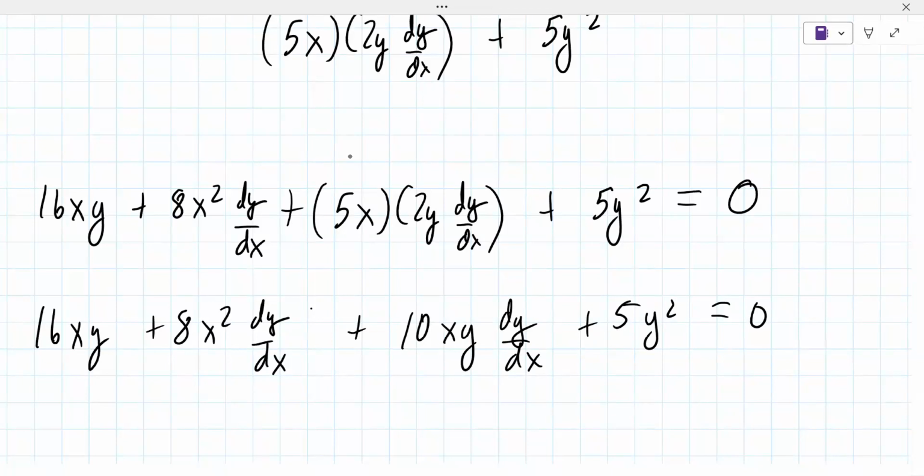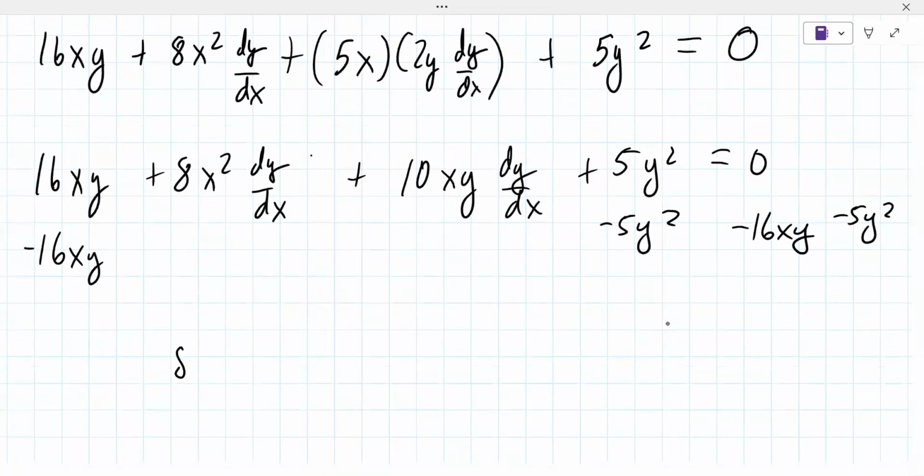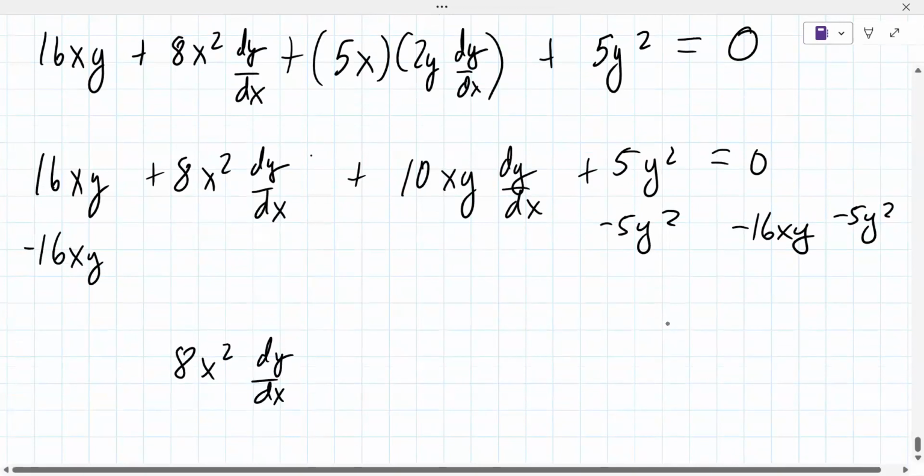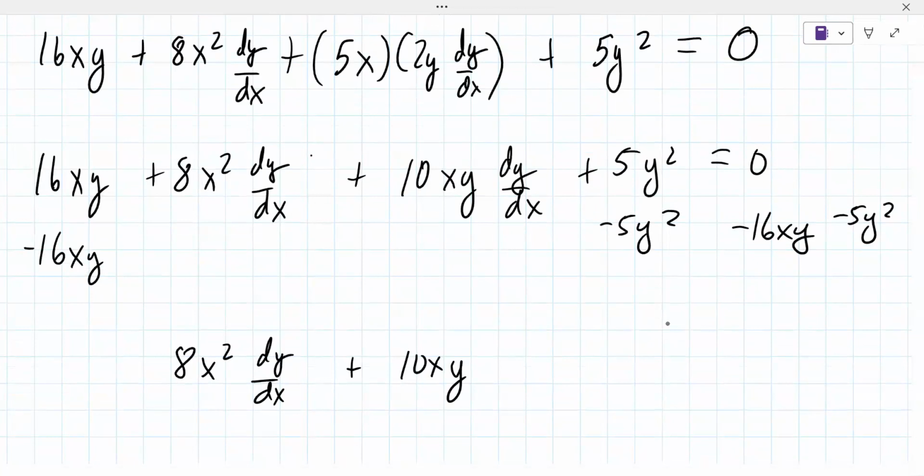Okay, is that okay? You're adding them together. We've got more to do. Any questions I want to put up here? Okay. Now you move any non-dy/dx terms. Anything that doesn't have a dy/dx, you move to the other side. So you're going to subtract 16xy, and you're going to subtract 5y squared. This is all algebra, there's no calculus. 8x squared dy/dx plus 10xy dy/dx equals minus 16xy minus 5y squared.